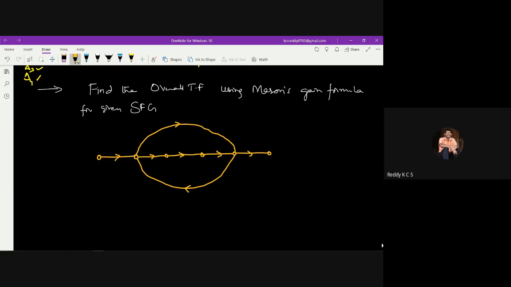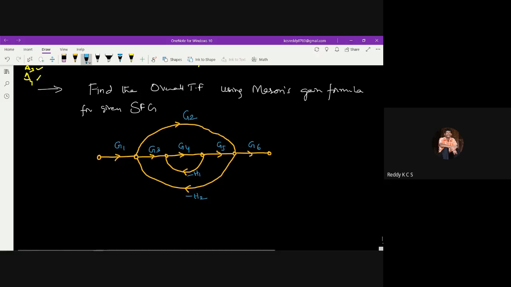Okay, next is one more loop inside this loop. He has represented all the branch gains as, for example, this one is G1, this is G2, then this is G3, then G4, then G5, then G6, and this is minus H1, negative feedback, and this is minus H2. So this is the one which is represented as a signal flow graph.